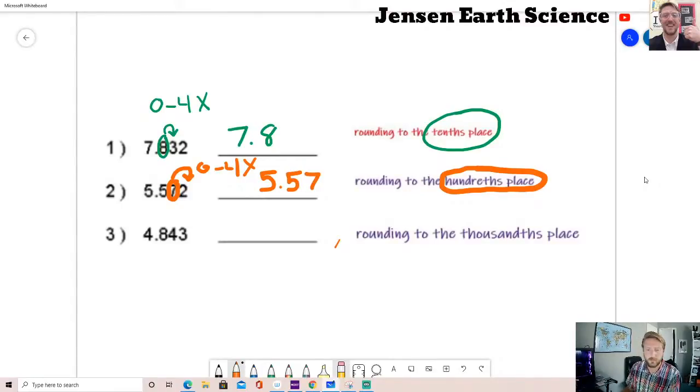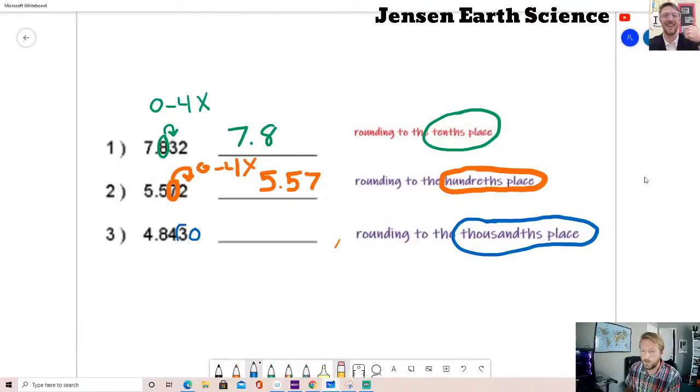I didn't change it. My last one, I want to round to my thousandths place, which can be tricky because you'll notice that the number 4.843 doesn't have anything after the thousandths place. So in this case, I'll add a 0 there, because if there is no number after the last number on the right, you can assume that the number is going to be 0.